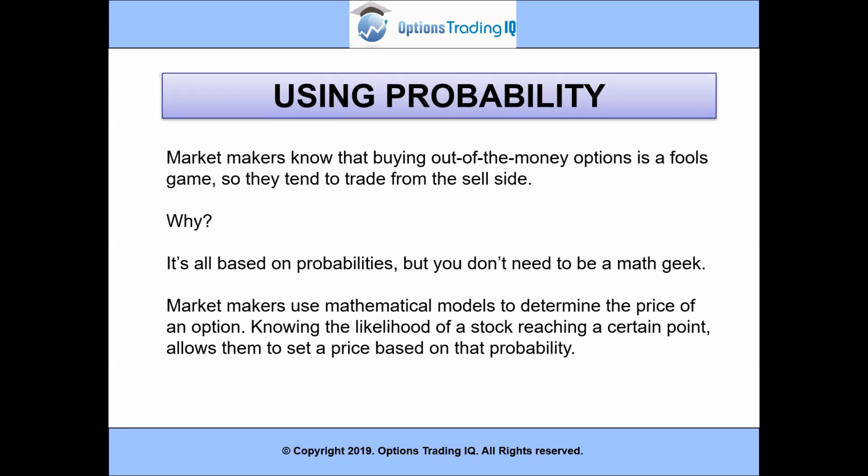And why do they do that? Well, it's all based on probabilities, but don't worry, you don't need to be a math geek. Market makers use mathematical models to determine the price of an option, and knowing the likelihood of a stock reaching a certain point allows them to set a price based on that probability.